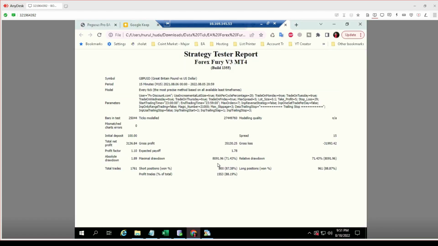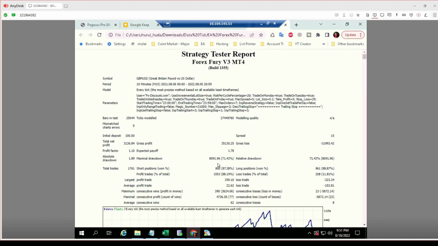This is the result of the transaction Backtest pound sterling to US dollar spread 15. Total net profit of $3,136 from the initial capital of $100. Profit factor 1.10. Total traded 1761 transactions. Drawdown 71.43%. The drawdown is huge.